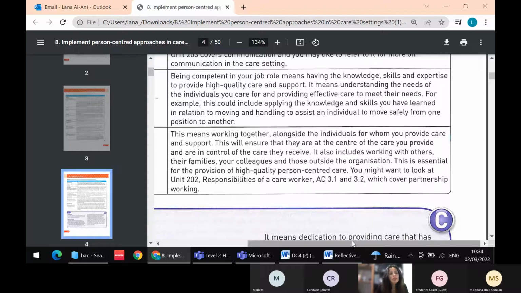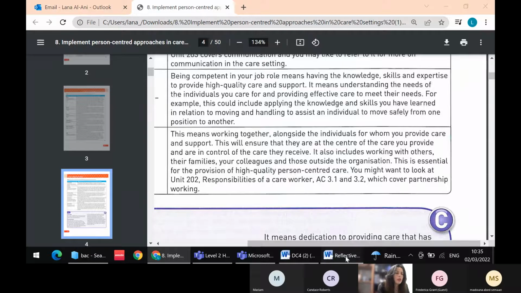So this means working together alongside your clients and also with the team will provide you with lots of information so you can provide the best care. This ensures that they are all at the center of the care you provide and are in control of the care they receive. So all the people are in the center of the care you provide, and also they receive the best care. This includes working with their families, maybe, with the person you care for, with your colleagues, with outside organizations like hospitals, like GP, nurse, all this. Why? Because you need lots of information so you can provide excellent support to your client.